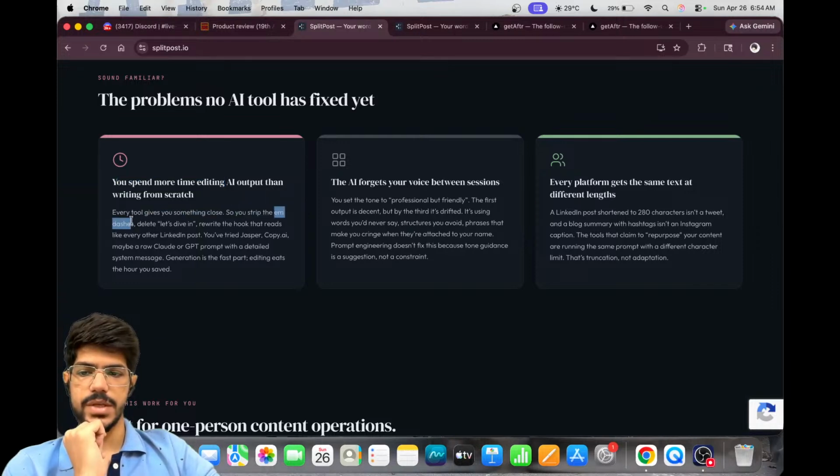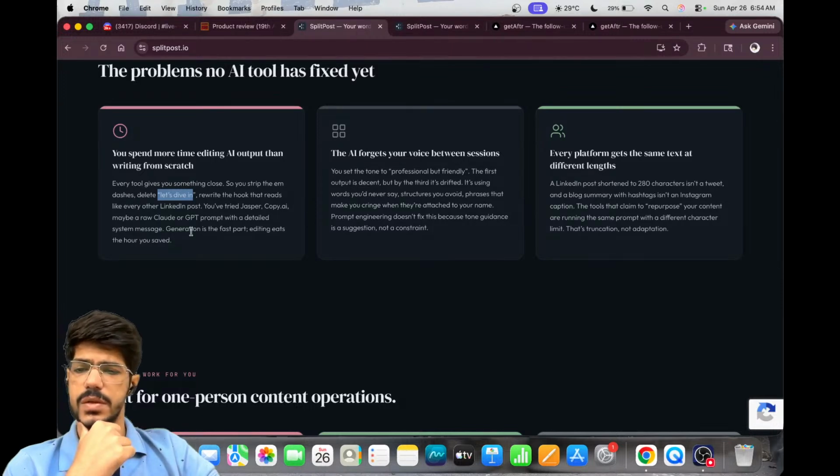The M dashes, you can just tell the software to not have those. You can tell the software to not use any buzzwords. I think for hooks you should be able to give the AI the certain set of hooks that you want it to use, rather than having something like "let's dive in" and all these sorts of buzzwords that are just generic and not at all interesting for someone who's watching or reading.